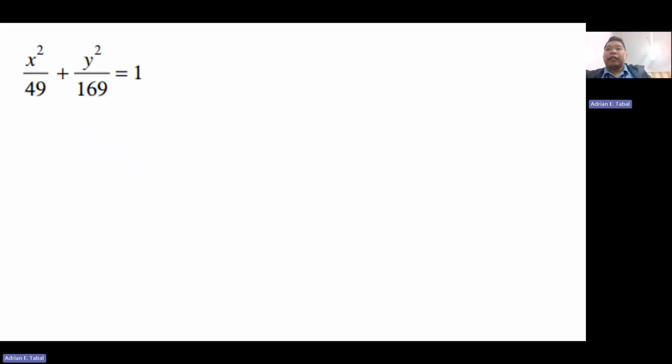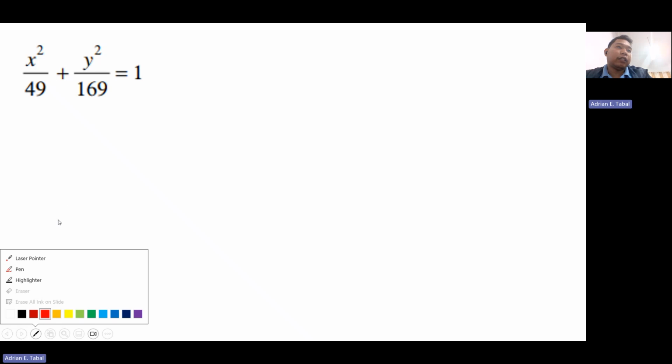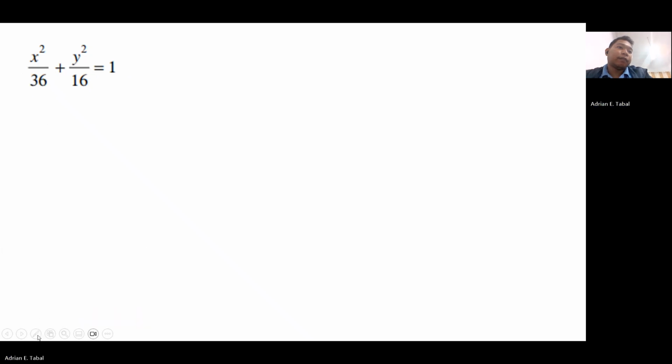Okay, so I have here a conic section in vertex form. Meaning the center of the ellipse is automatically 0, 0. We have C, the coordinate of the center, is 0, 0. Next, we are going to identify first if the graph is horizontal or vertical. We can see here that A, or 36, is greater than 16. So since A is greater than B, the graph is horizontal.